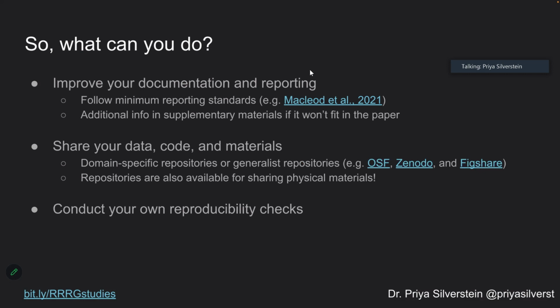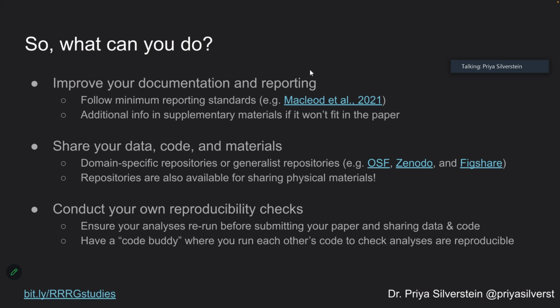It's also important to conduct your own reproducibility checks. So this is basically ensuring that your analyses rerun before submitting your paper and sharing the data and code. You can do this yourself if you don't have anyone you can ask, but it can be even better to have a code buddy, where you have a deal that you run each other's code to check the analyses are reproducible before either of you submit a paper. And that's just an arrangement that you have. So that can be really helpful.